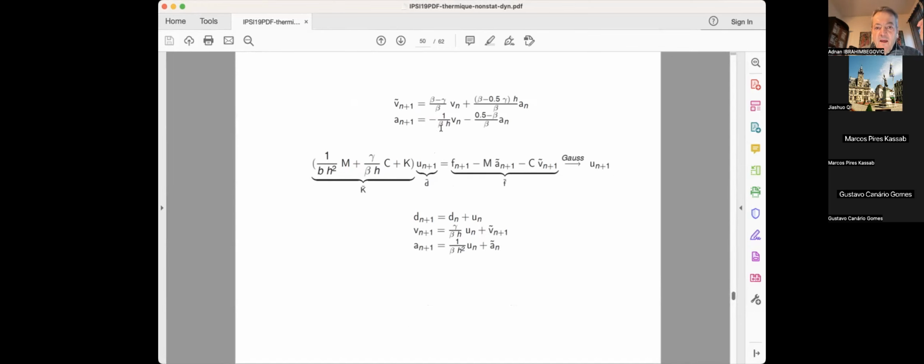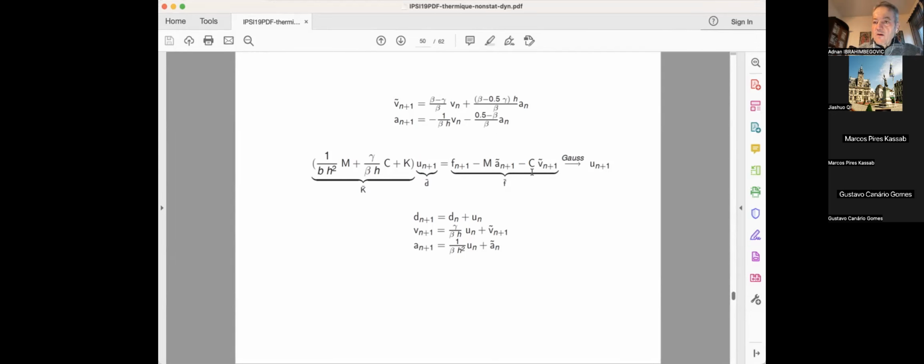So basically vn plus 1 tilde becomes (beta minus gamma) divided by beta times vn, plus (beta minus 0.5 gamma) divided by beta times h, all multiplied by an. And an plus 1 tilde is equal to minus 1 over (beta h) vn minus (0.5 minus beta) divided by beta times an.